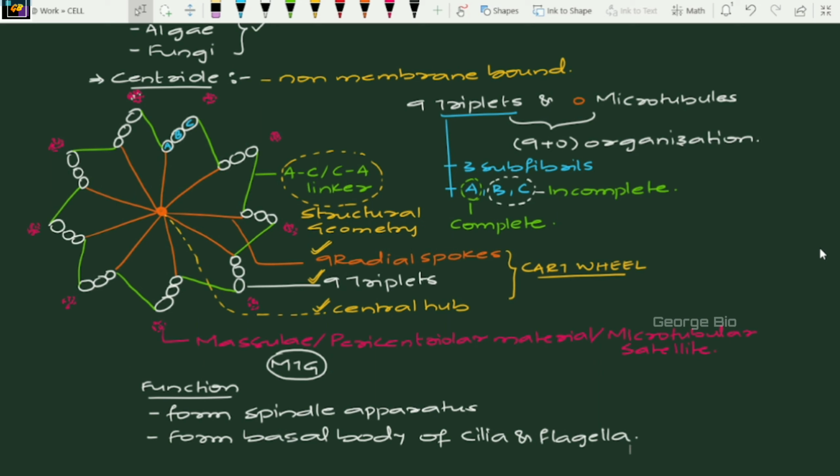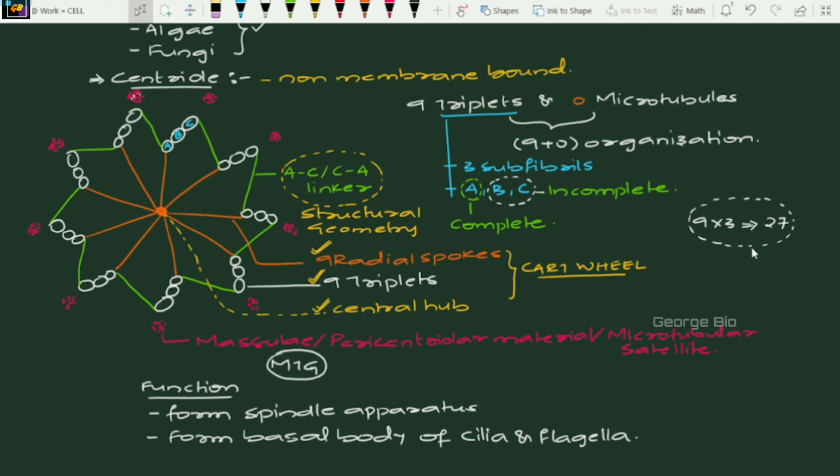How many microtubules are involved in one centriole formation? How many can you see? At the center, there are no microtubules, so we have kept it as 0. On the peripheral side, 9 triplets are there, we said. It means altogether how many? 9 into 3 microtubules. That means 27 microtubules are present. Remember, based on this, numericals also can be given.